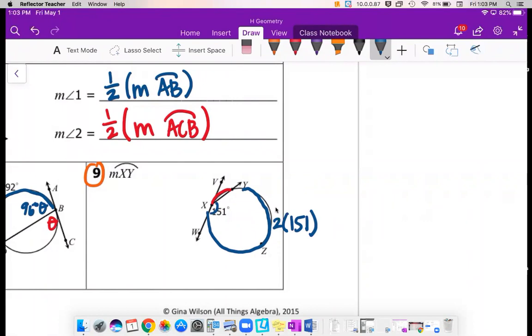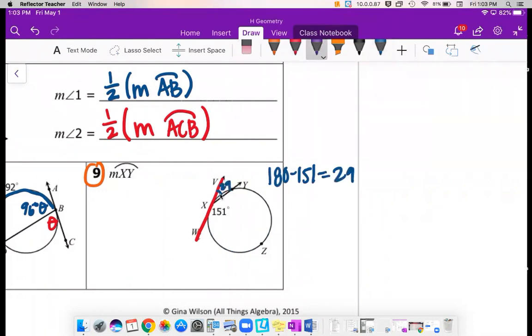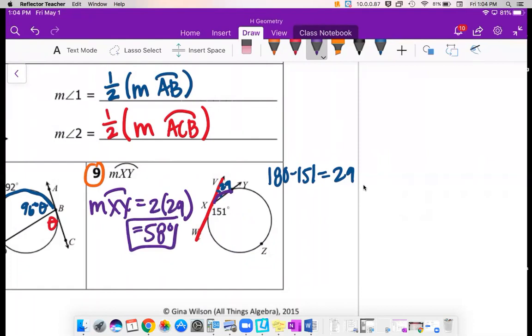Let's back up. So we know that this whole line adds up to 180 degrees. So if this is 151, I can actually find this angle by subtracting it from 180. So if I do 180 minus 151, we get 29. So that means that angle is 29. And then the arc is just double that. So the measure of arc XY is going to be double that angle 29, so it's going to equal 58 degrees. It probably works the other way if I was going to reverse it all, but that way it's a little easier.